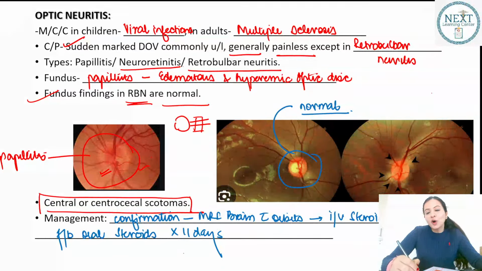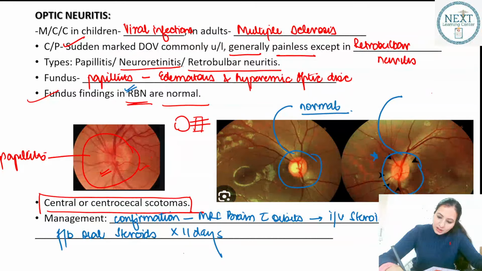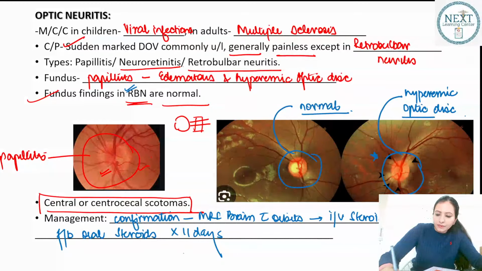Exactly, patient and doctor, they both see nothing. That is characteristic of retrobulbar neuritis. This is your image of hyperemic optic disc. Okay.